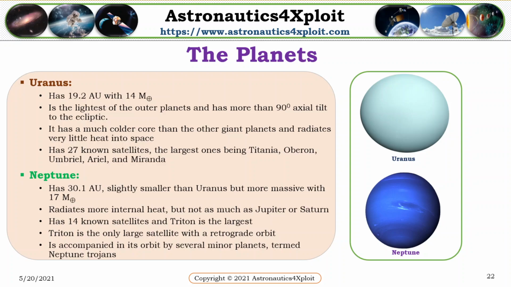Neptune is at 30.1 AU, which is slightly smaller than Uranus but more massive, with about 17 times the mass of Earth. It radiates more internal heat, but not as much as Jupiter or Saturn. It has 14 known satellites, and Triton is the largest. Triton is the only large satellite with a retrograde orbit. Neptune is accompanied in its orbit by several minor planets termed Neptune Trojans.